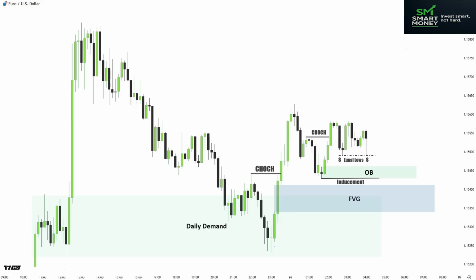Smart money uses this tiny order block to create more stop losses beneath it, add more liquidity to fuel the real move, and encourage retail traders to enter early based on a false signal. Now you might ask, why does price have to form an inducement right before tapping into the fair value gap?